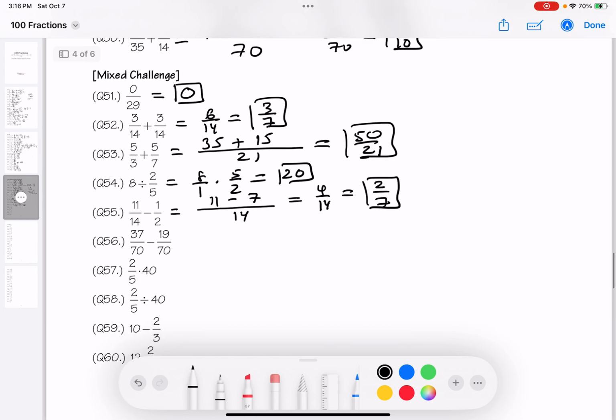Let's keep moving. What's the next one going to be? Well, this is 70. What do you get there? Let's see, 37 minus 19. Let's see, that's going to be 18.